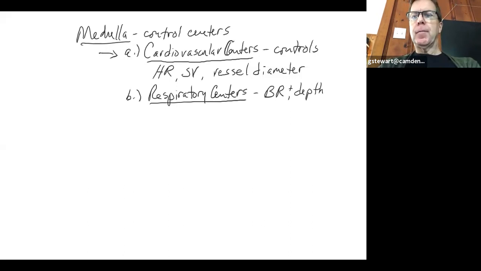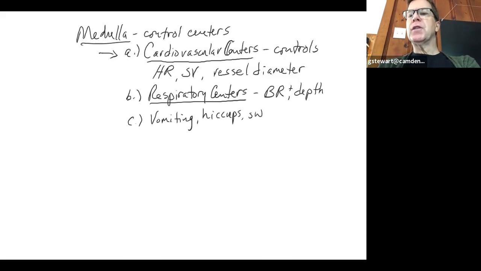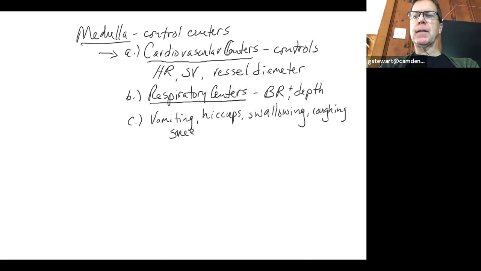And finally, there is a third, it's actually a group of centers that regulate the reflexes, things like vomiting, when you get the hiccups. It's coming from a neural center in the medulla. These are called our deglutition centers, but I'm just going to write swallowing. That's a layman's form of deglutition. Coughing. Our deep coughing reflex is regulated in the brainstem at the medulla. And finally, things like sneezing.